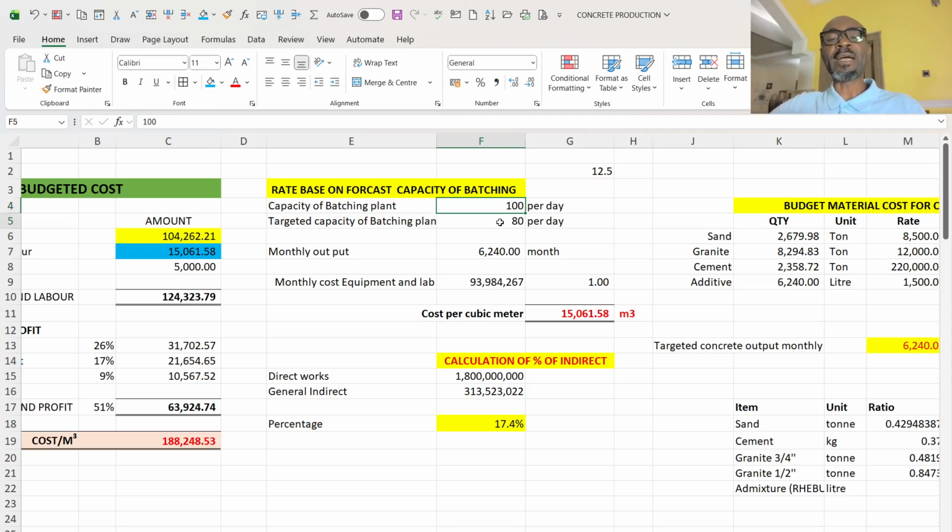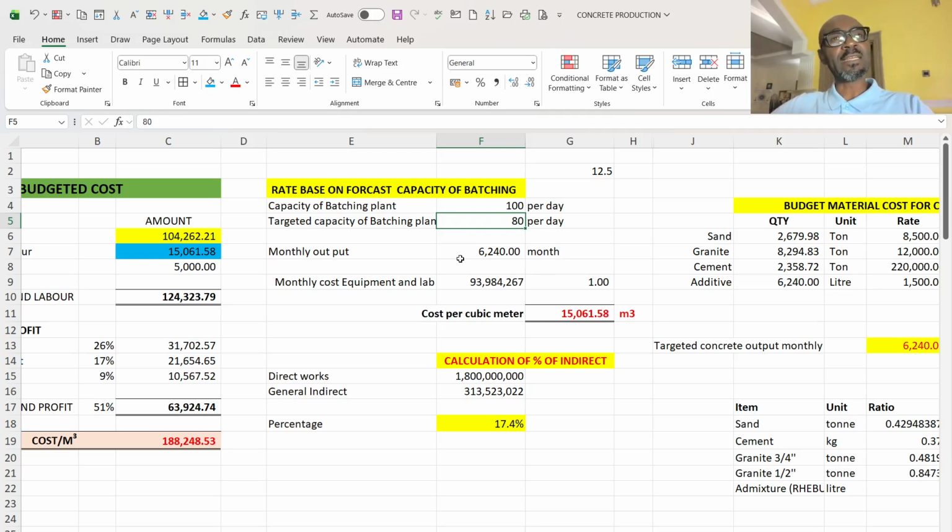So, like I said, I now multiply the 80 cubic meter by 26 by 8 hours. No, this is per day, I multiplied it by 26 days in a month, excluding 4 Sundays, then multiply by 3 months, because my concrete production, I had planned it for 3 months.